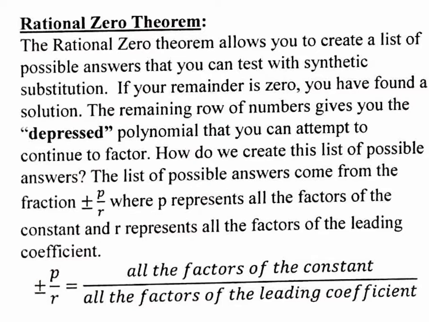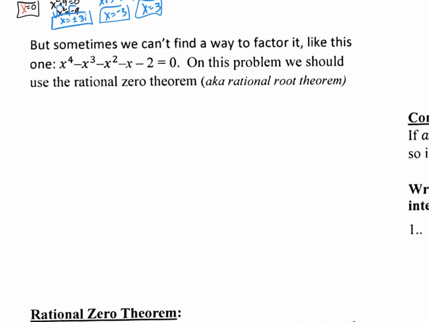So you're probably thinking, how do I get this list of possible answers that we can start testing? Well, the list of possible answers comes from the fraction p over q with a plus or minus, where p represents all the factors of the constant and q represents all the factors of the leading coefficient. So are we able to identify the constant and the leading coefficient on this one above?